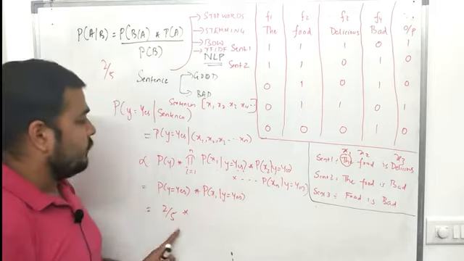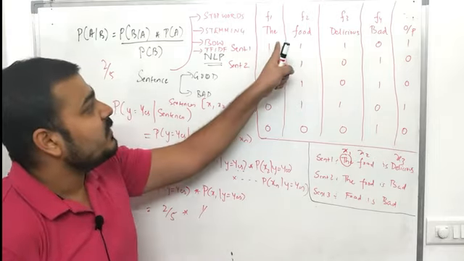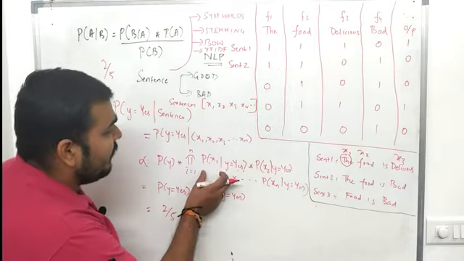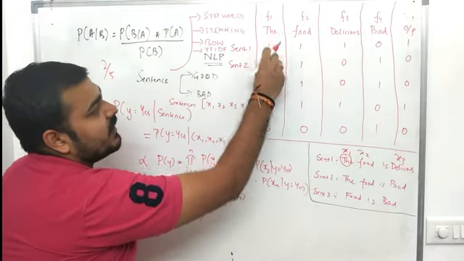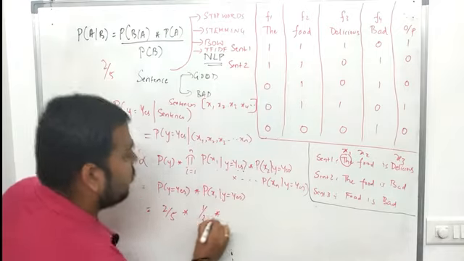Now this will be equal to 1 divided by how many times "the" is present: 1 and 2, right? This is divided by the count of x1. So x1, which is "the", is present in sentences 1 and 2, and you cannot see it anywhere else. So this will be nothing but 1 by 2.